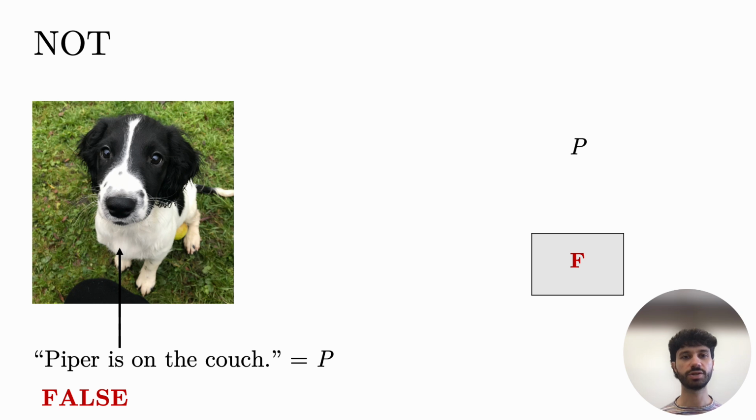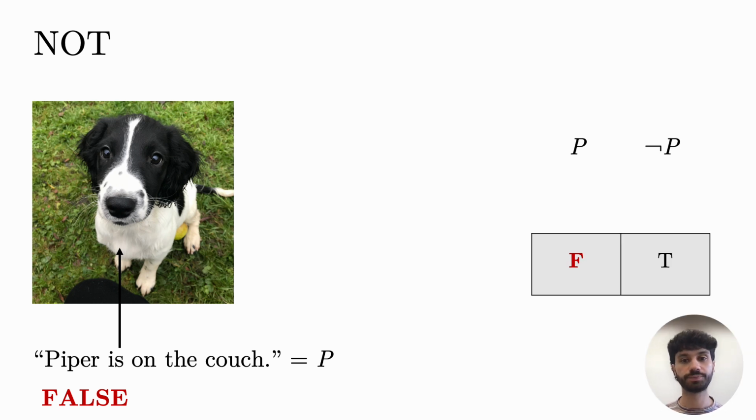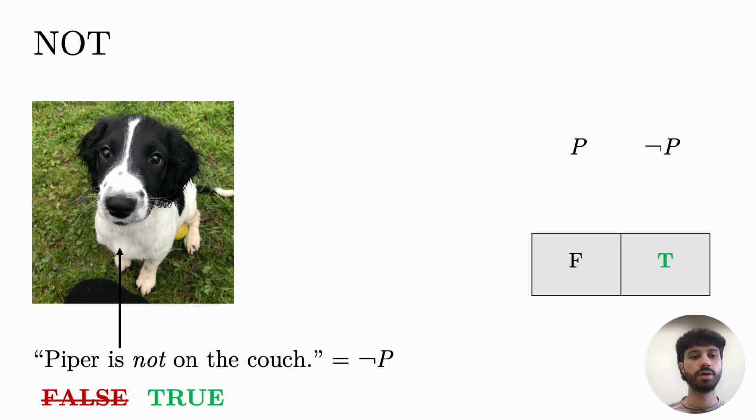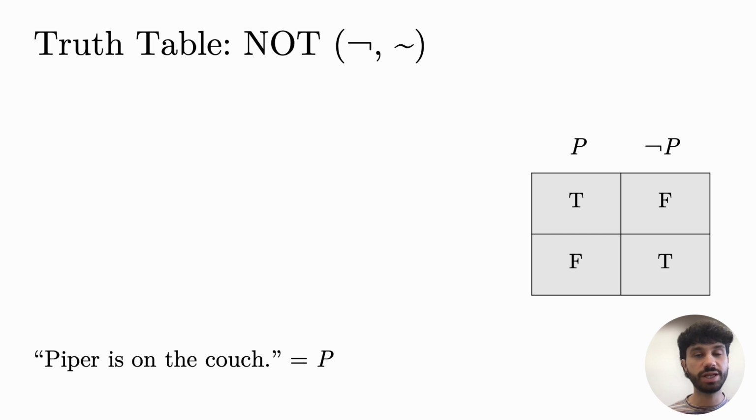Okay, let's look at a case where our simple statement is false. So Piper is on the couch. In this case, suppose Piper's on the grass. So P is false. And now we can think, okay, what's the value? If P is false, what is the value of not P? And the value of not P is going to be true, right? So if Piper is not on the couch, not P, that's going to be true.